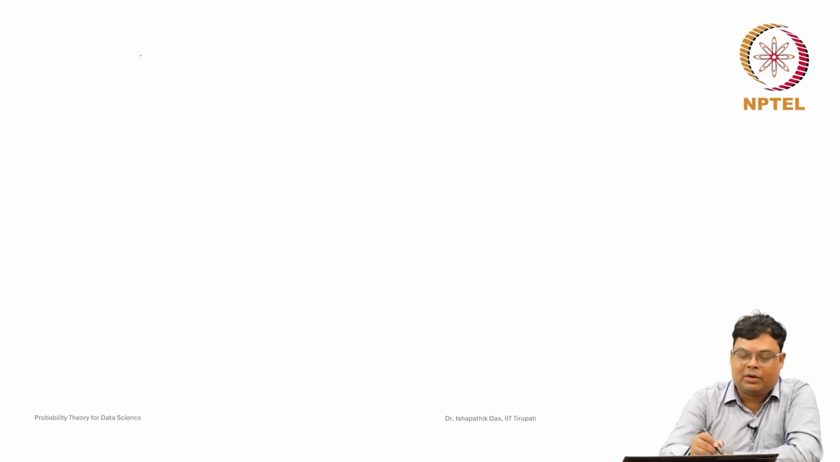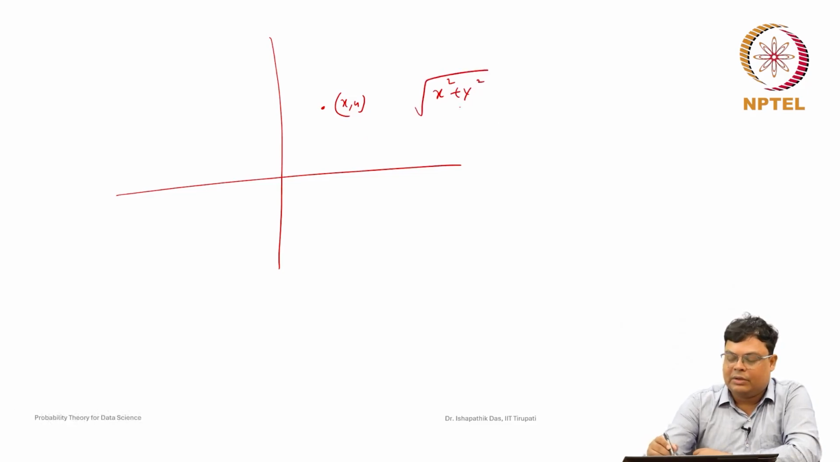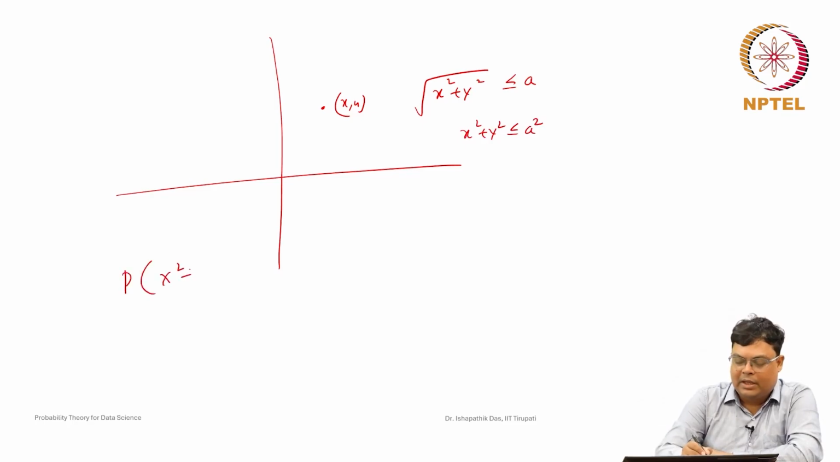For any point in the plane, suppose this is x y, the distance from the origin can be represented by the square root of x square plus y square. This is the distance, a positive value since we take the positive square root. This should be less than or equal to a. So it is asking what is the probability that this should be less than or equal to a, that is, x square plus y square should be less than or equal to a square.